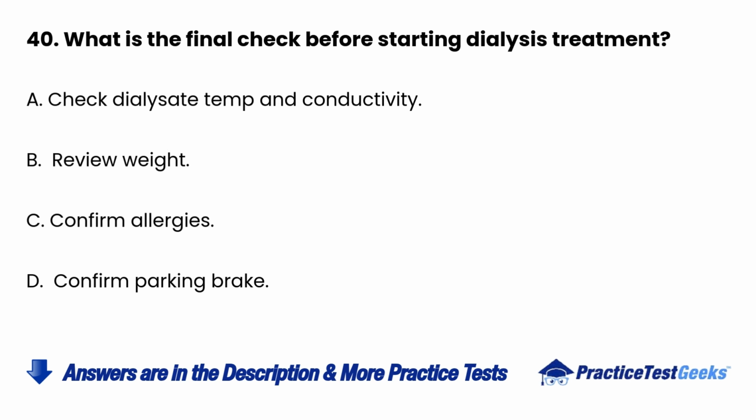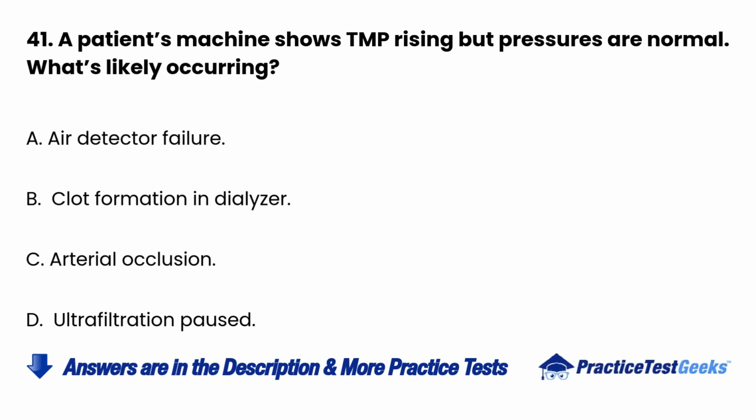40. What is the final check before starting dialysis treatment? A. Check dialysate temp and conductivity. B. Review weight. C. Confirm allergies. D. Confirm parking brake. 41. A patient's machine shows TMP rising but pressures are normal. What's likely occurring? A. Air detector failure. B. Clot formation in dialyzer. C. Arterial occlusion. D. Ultrafiltration paused.